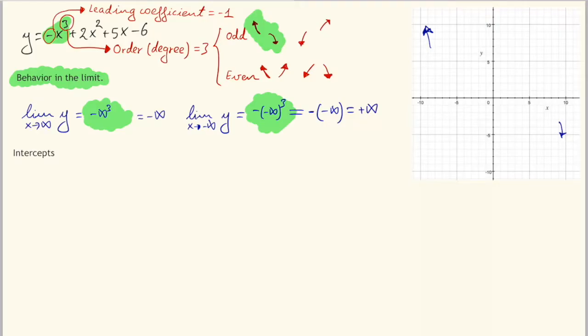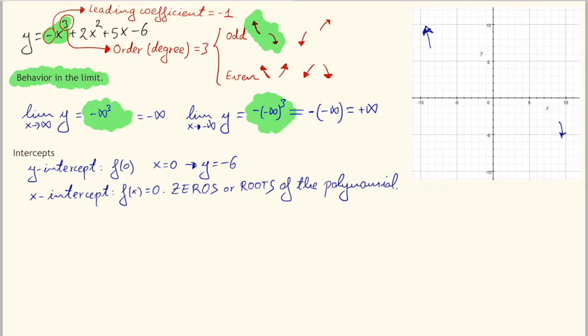Let's talk about the intercepts. The y-intercept is so easy. You know that it is the value of the function in x equals 0, so what you can call f of 0, and you just have to replace the x with 0 and you get the answer. So in this case, the y-intercept is minus 6. The x-intercepts are the opposite. That's to say, the values of the x in which the y is 0. To get them, you just equal the function to 0 and you solve for x.